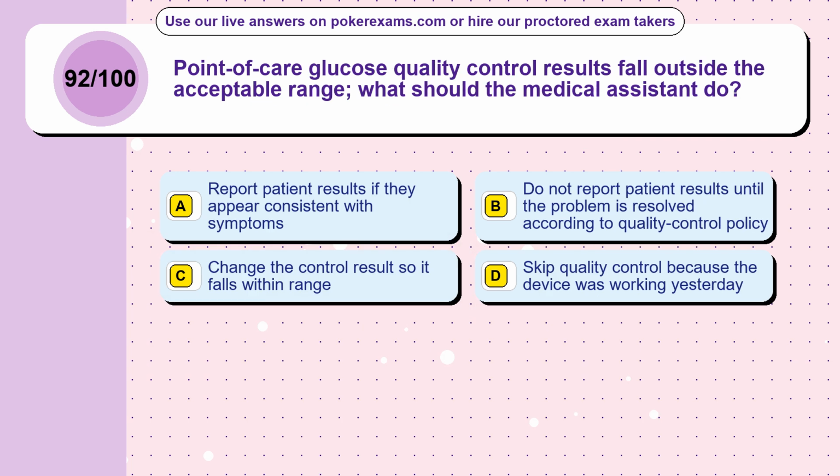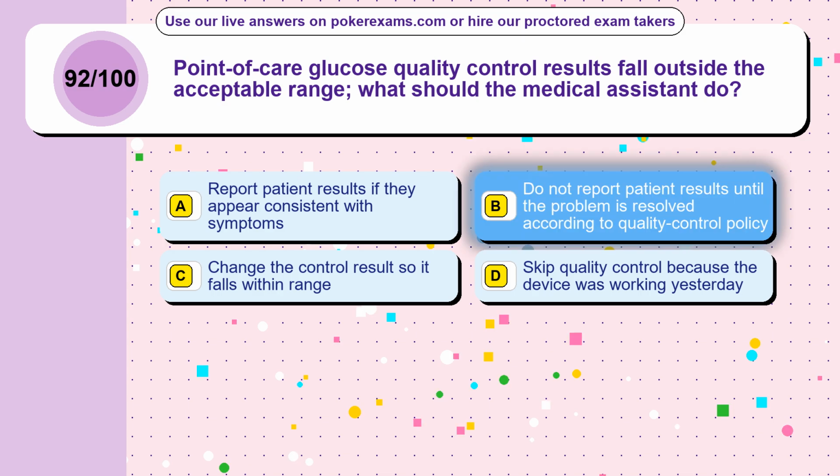Question 92. Point-of-care glucose quality control results fall outside the acceptable range. What should the medical assistant do? Option A. Report patient results if they appear consistent with symptoms. Option B. Do not report patient results until the problem is resolved according to quality control policy. Option C. Change the control results so it falls within range. Option D. Skip quality control because the device was working yesterday. The correct answer is option B.